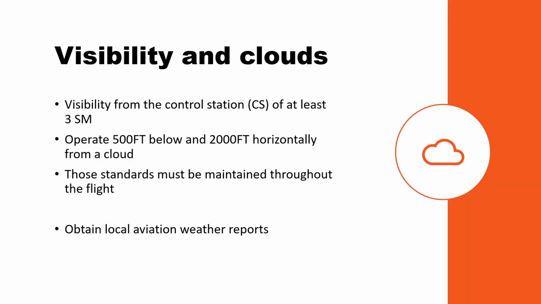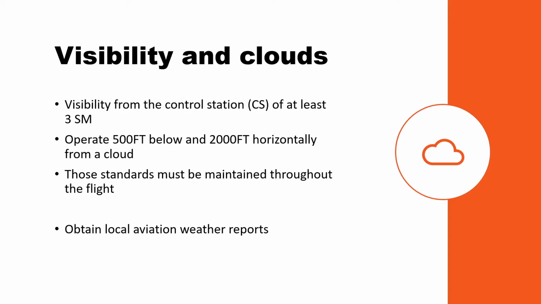Visibility in clouds. So let's talk a little bit about this. You need visibility from the control station of at least 3 statute miles. What we're talking about is visibility from where you're standing, where you're operating the drone. You need at least 3 statute miles of visibility. You need to operate 500 feet below and 2,000 feet horizontally from a cloud. Those standards must be maintained throughout the entire flight.